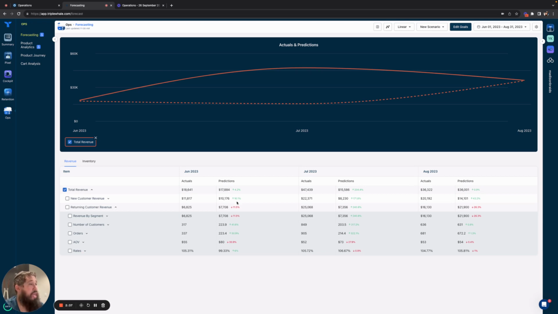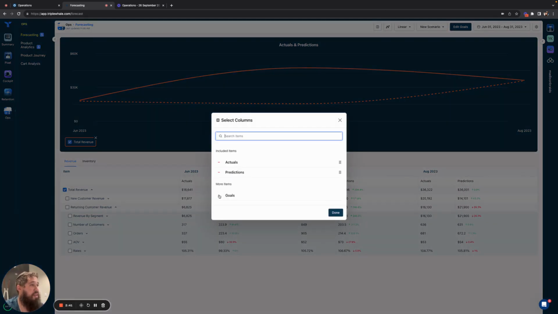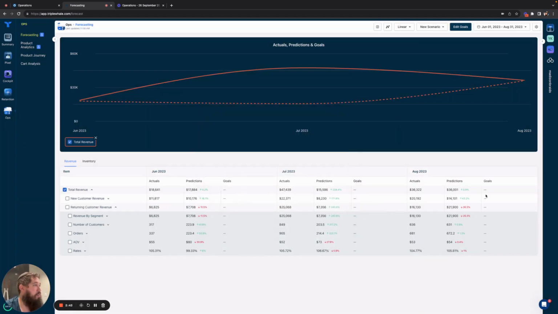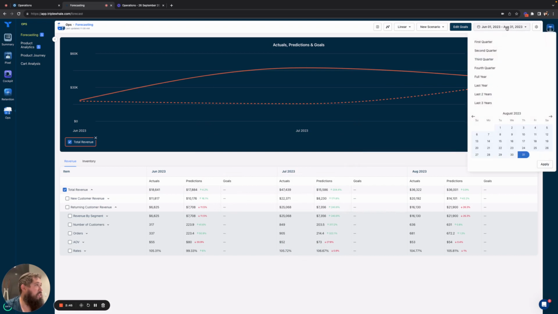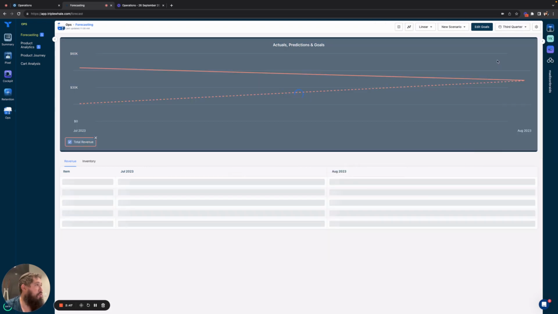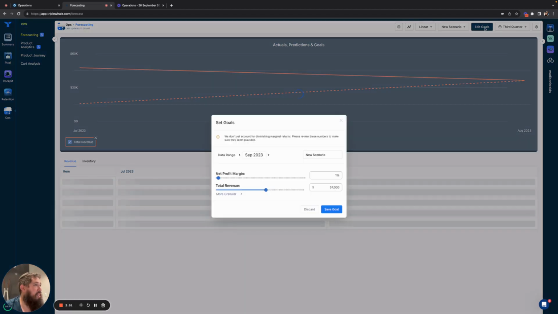And as I was saying before, we have actuals and predictions. We also have goals, all right, that you can set. We don't have any goals for the month of August. Let's look at Q3, okay? And we can click set goal. We'll set a goal for the month of September.